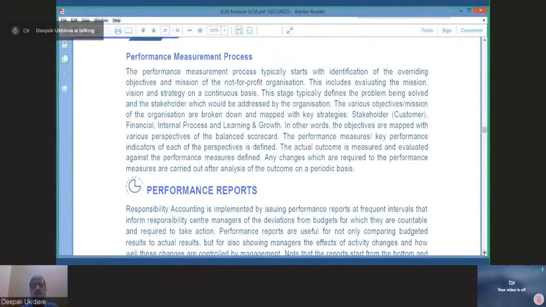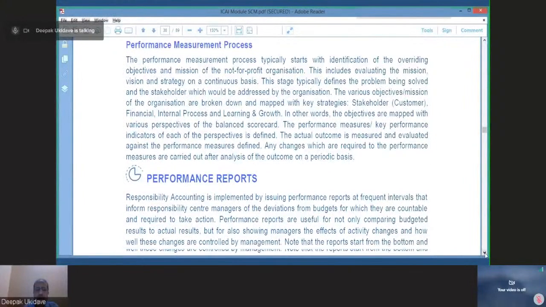So how do we evaluate the performance? Performance measurement and evaluation in terms of financial measures and non-financial measures. Then we understood benchmarking. We also understood not-for-profit organizations. And the last part, how we do the performance evaluation in a not-for-profit organization, and that is performance reports. Responsibility accounting is a performance measurement process that has been explained over here. Various perspectives are explained over here, so I will not repeat. We go to performance reports.